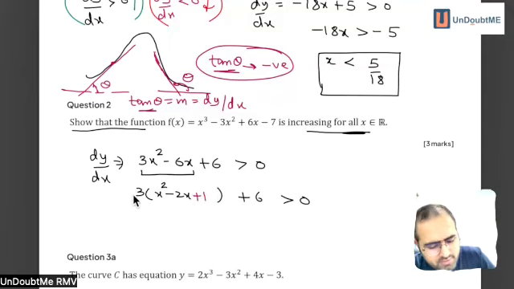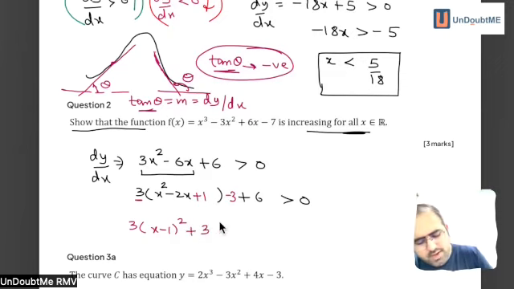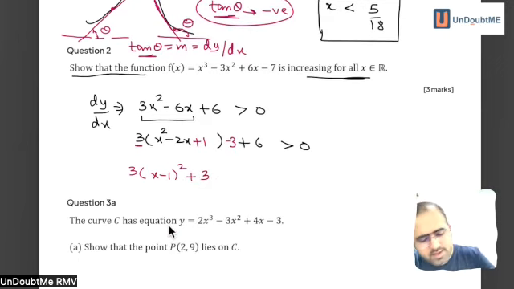Now, just have a look at this 3. When I'm writing plus 1, effectively I'm doing plus 3. So that's why outside I will write minus 3. In the bracket, I will write it down as x minus 1 whole square. Outside I have minus 3 plus 6, that will be plus 3. Now just have a look at this term carefully. This is 3 times x minus 1 whole square, which is a square, always positive, plus 3.